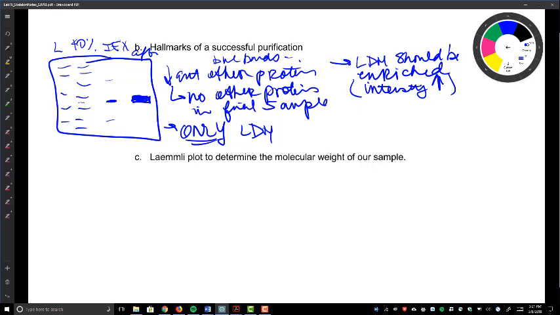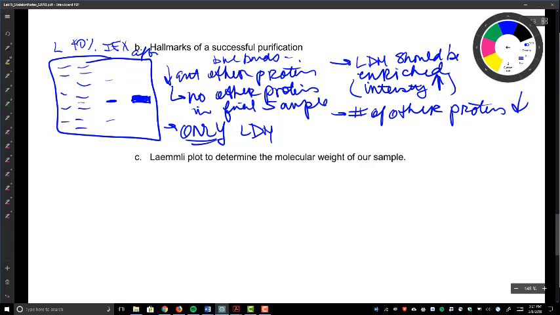But as you know, we're in a teaching lab. Things often don't turn out quite as we would like or quite as we had hoped. So if you don't have a pure sample, how do you know that you're at least going through the process of somewhat purifying your protein? And again, that's where is LDH being enriched? So is your LDH band going up? Are the numbers of other proteins decreasing? Those are the questions that you have to ask yourself.